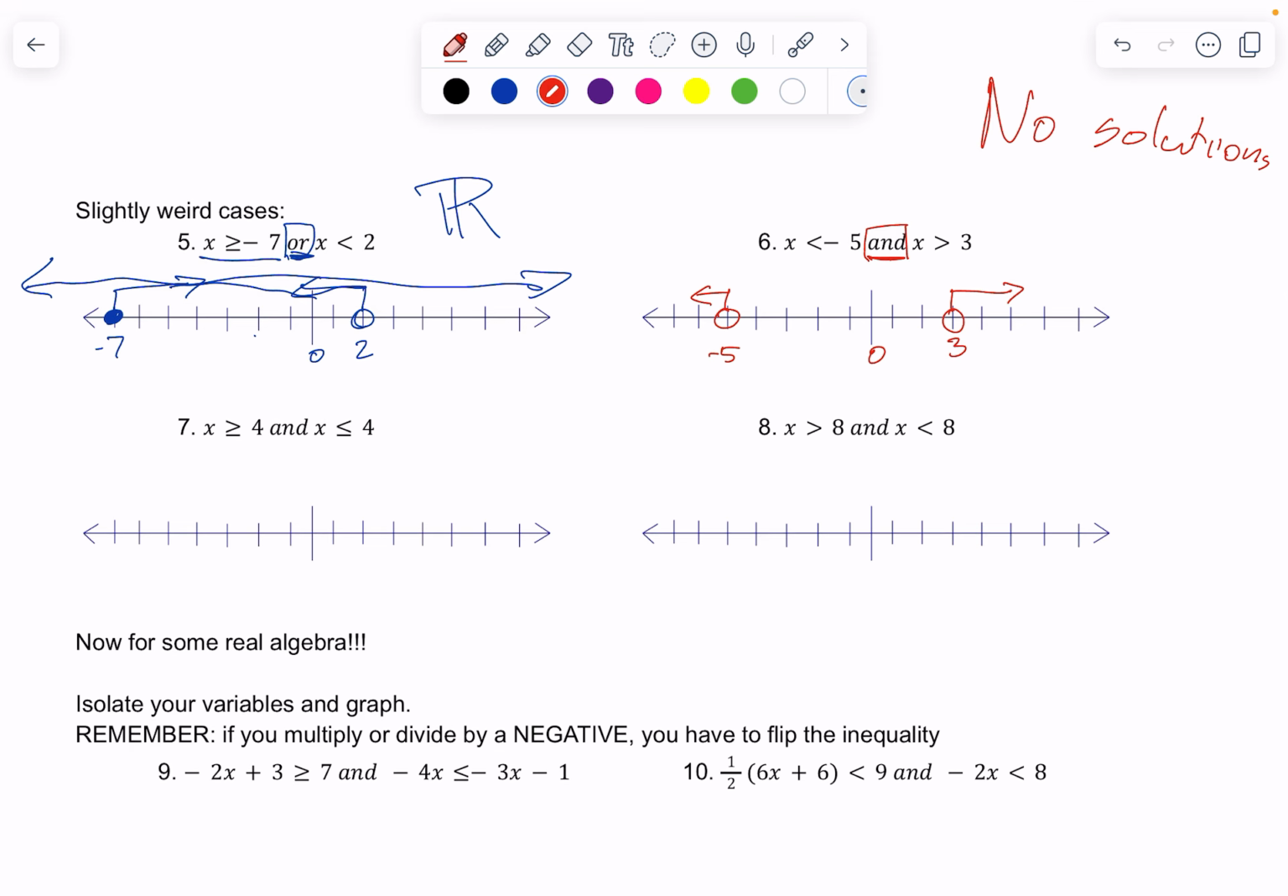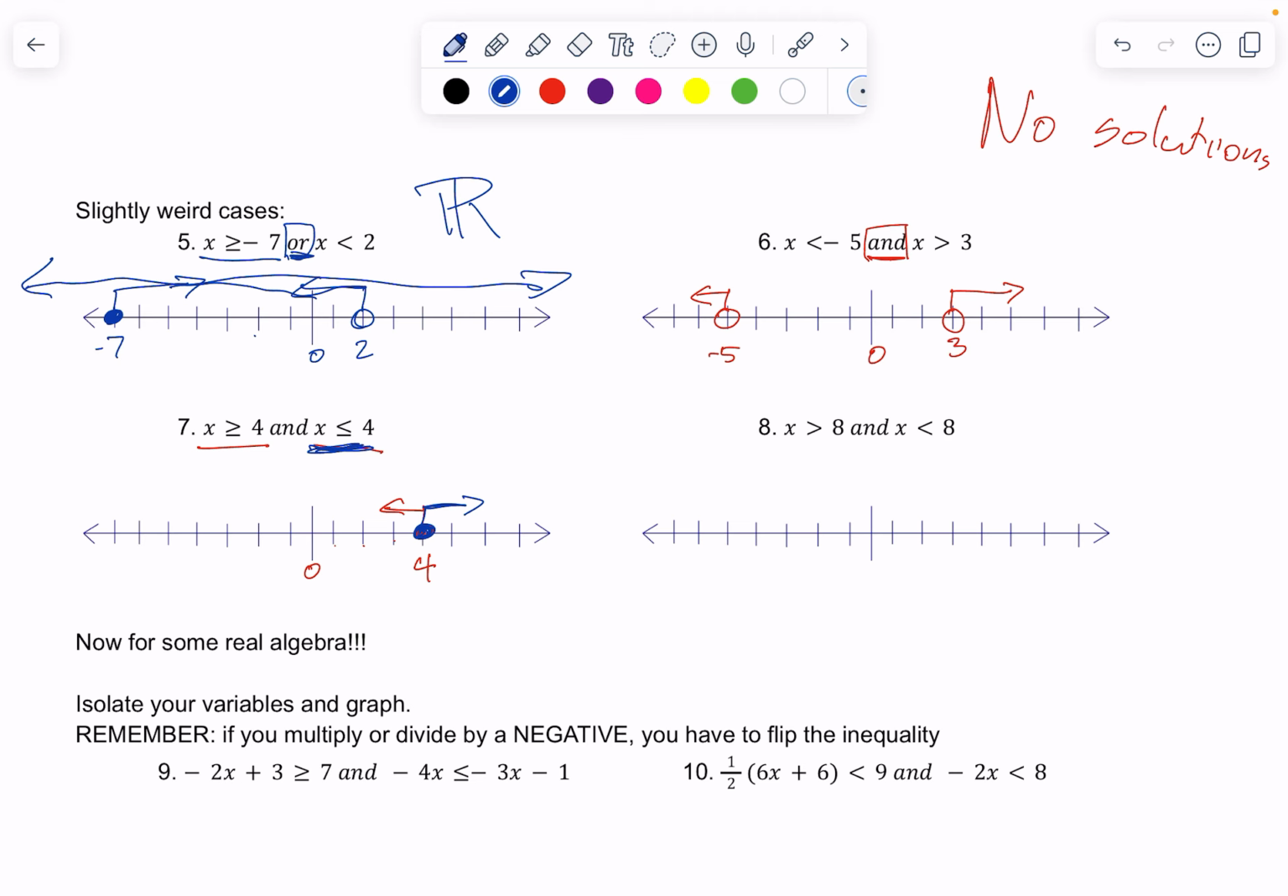I'm going to let you do the next two, but I'll just show it. I'll do it with x is greater than or equal to 4, and x is less than or equal to 4. So if I have this as 0, 1, 2, 3, 4, right here, it's going to be a closed dot going in this direction, and then for the blue, I'll just do it in blue, it'll be a closed dot going in this direction.